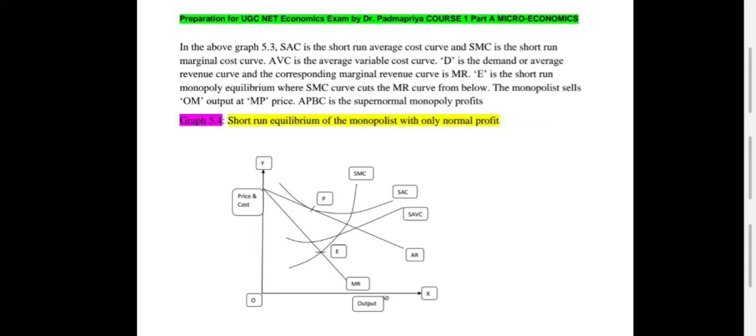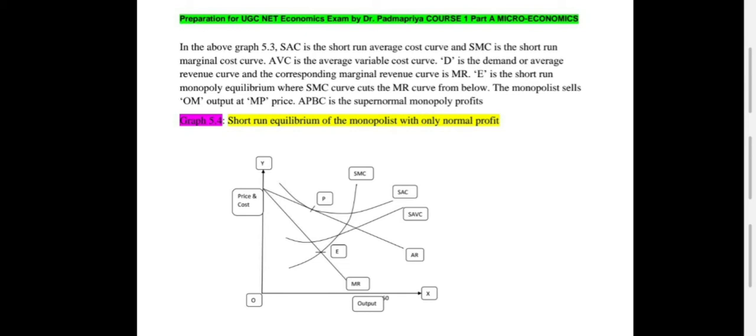The next graph shows the normal profits of the monopolist when the SAC curve is tangential at point P to the AR curve, that is, the average revenue curve. So in the case of normal profits in the short run, you have the SAC curve which is tangential to the AR curve at point P. The SMC curve cuts the SAC curve at the minimum point of the SAC curve. So we are able to see that.